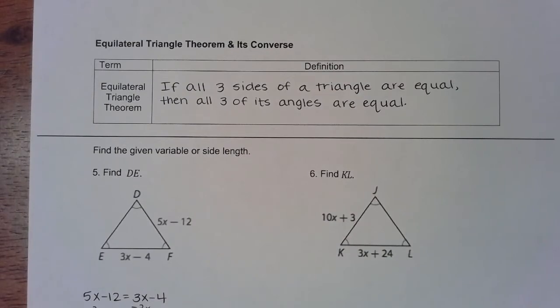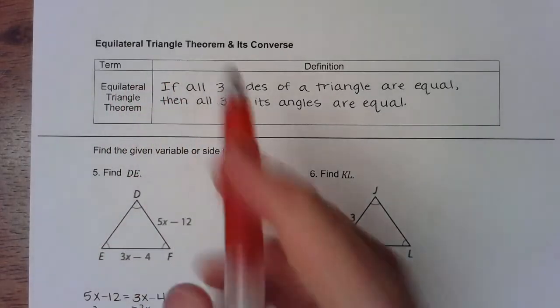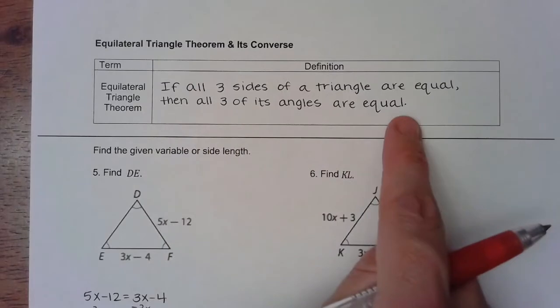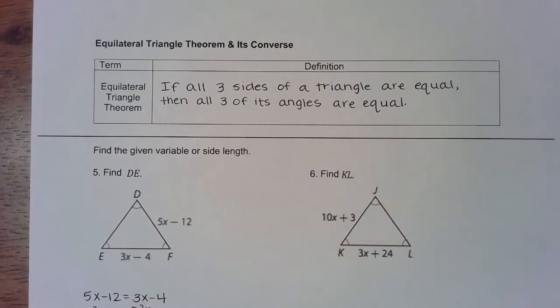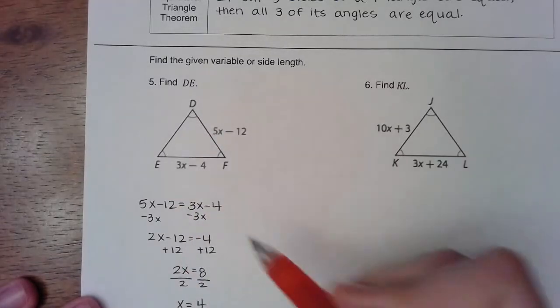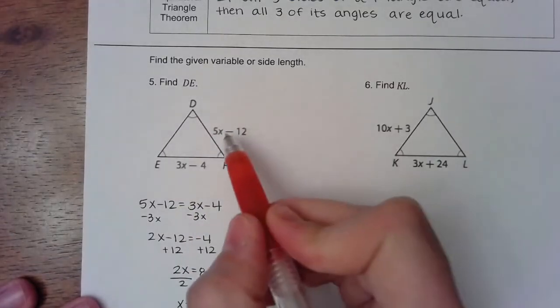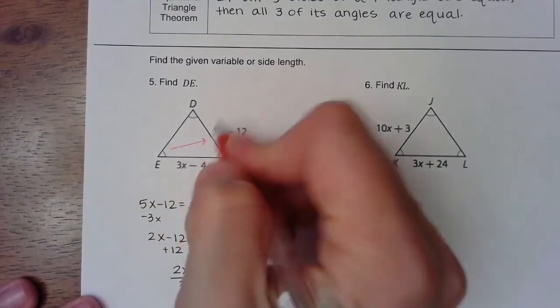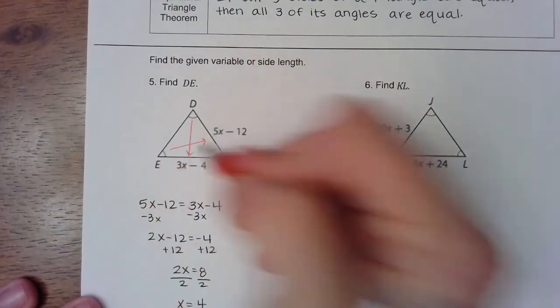Okay, so the isosceles triangle theorem said that if you had two sides of a triangle congruent, then the two angles opposite those two congruent sides were also congruent. The equilateral triangle theorem says if all three sides of a triangle are equal, then all three of its angles are equal. And the opposite of that is also true. So, if all three angles of a triangle are equal to each other, then these sides would be equal to each other because they are opposite congruent angles of the triangle.